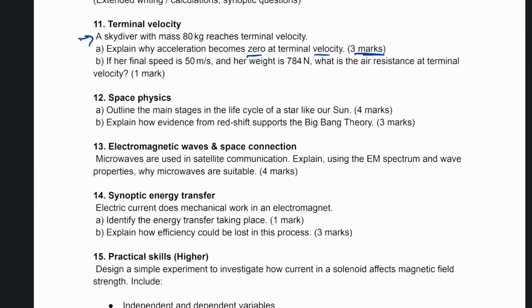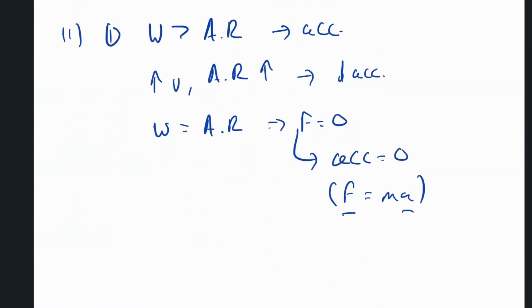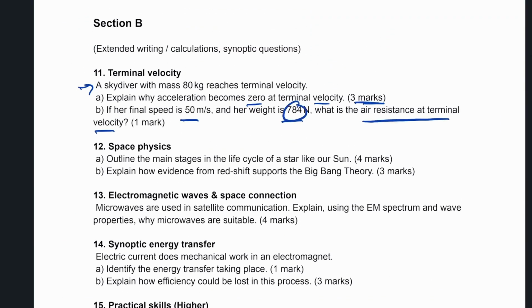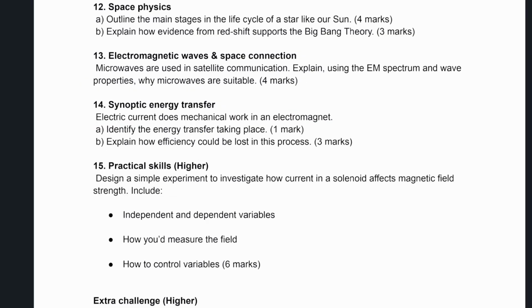And part B then is a calculation question. If her final speed is 50 meters per second and her weight is 784 newtons, what is the air resistance at terminal velocity? So how would we work that one out? Well, we just need to look back at our question over here. We said at terminal velocity, the weight is equal to the air resistance, and it's given us the weight over here is 784 newtons. So therefore, the air resistance at terminal velocity is also just going to be 784 newtons, just like that.